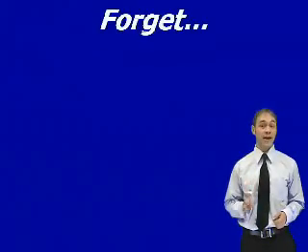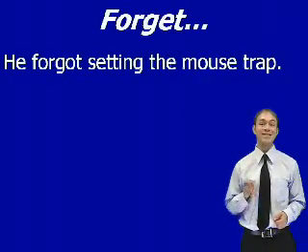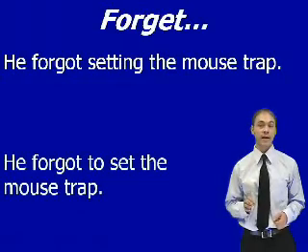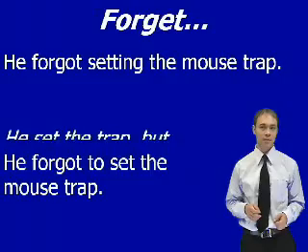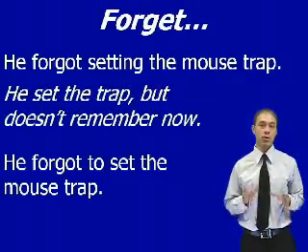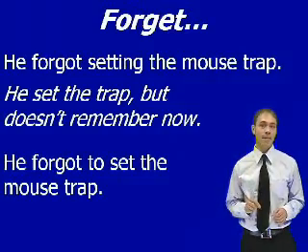Let's look at forget first. For example, he forgot setting the mousetrap, and he forgot to set the mousetrap. In the first sentence, using a gerund, its meaning is suggesting that the action happened in the past. In other words, he set the trap but doesn't remember now. The idea of him setting the trap is in the past.